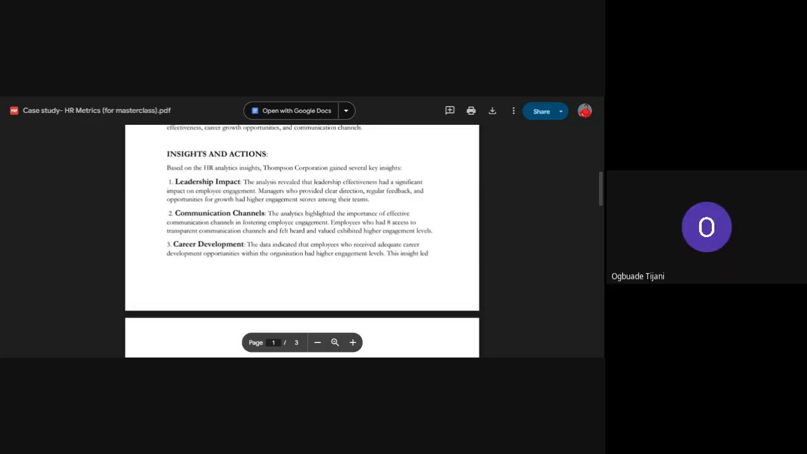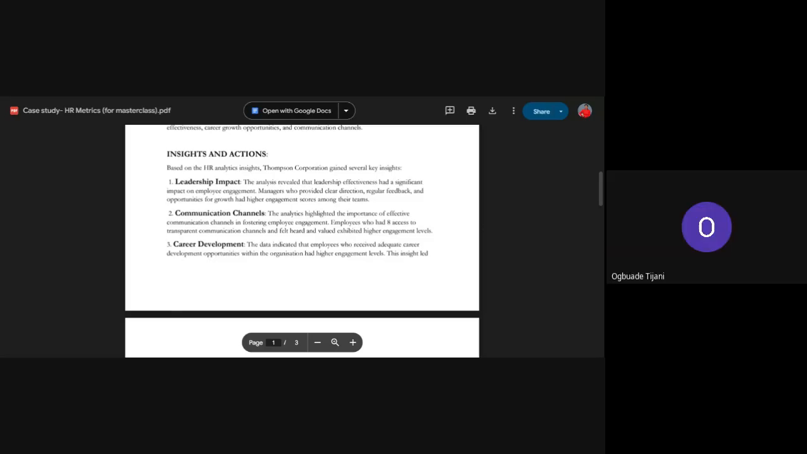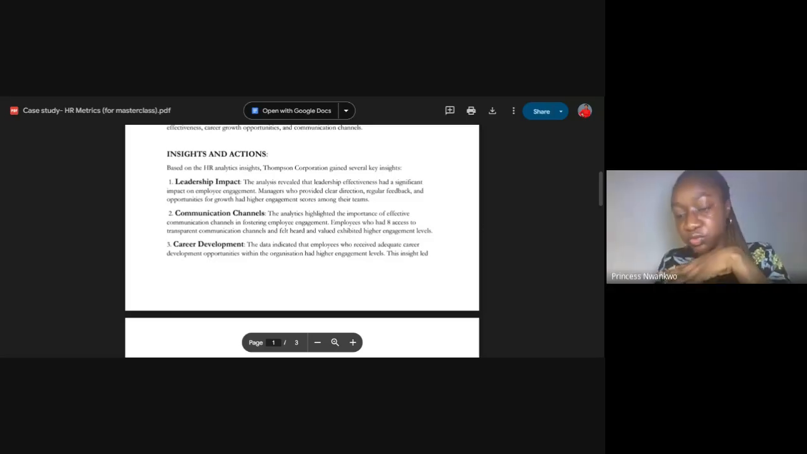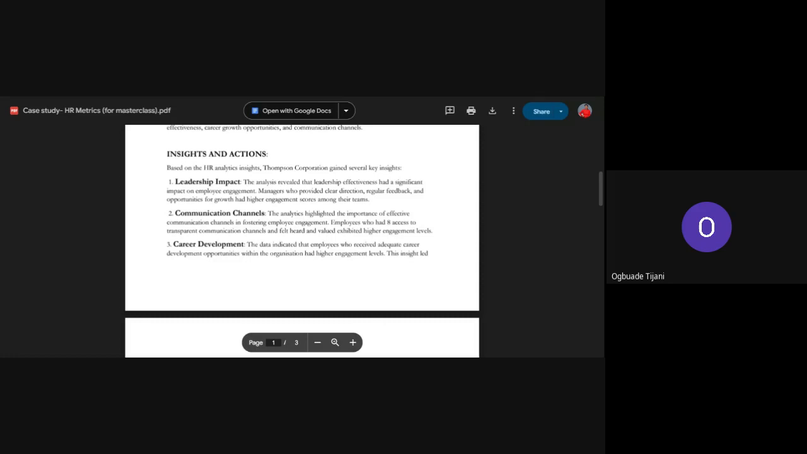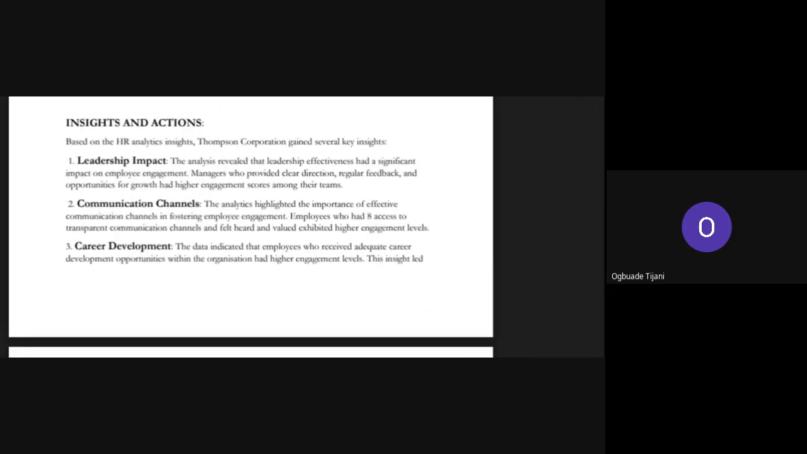Because when you are reporting, you are not only reporting the problem, you are reporting with a solution and recommendations. Okay, I'll pick each insight and explain what the HR analyst can recommend. The first one is around leadership impact.